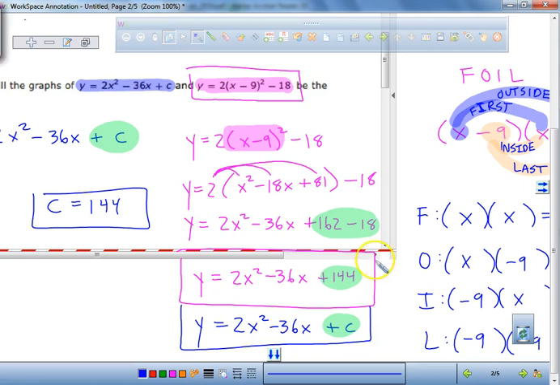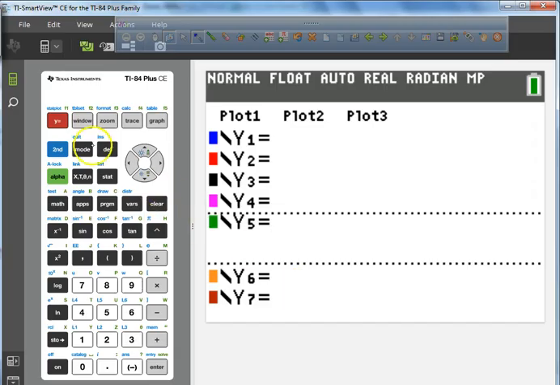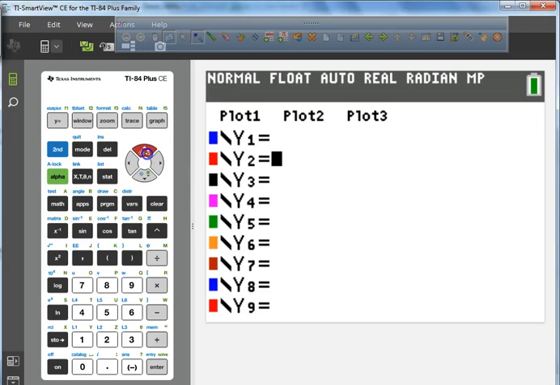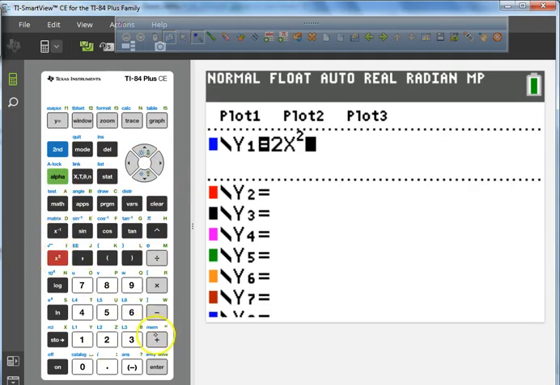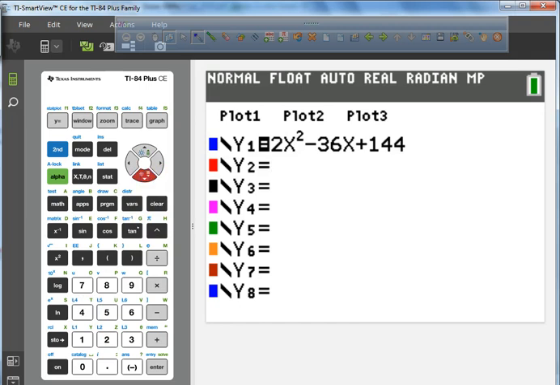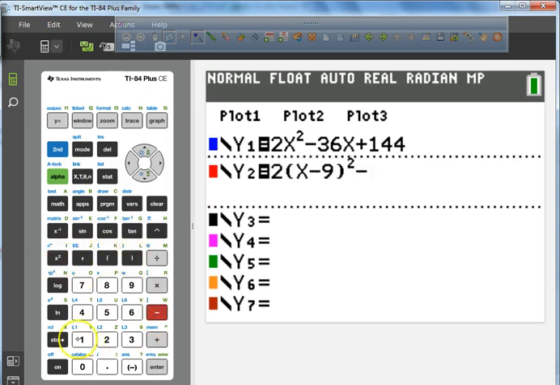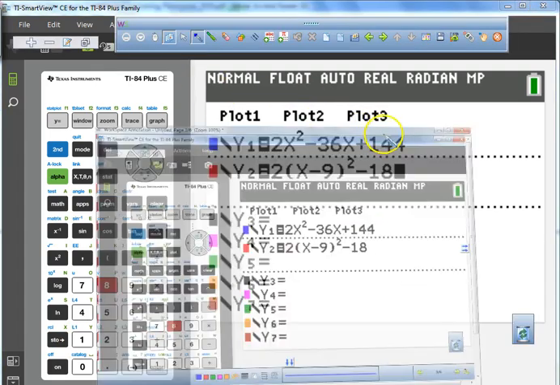Yes. So here's what you do. You test to see which one of them works. So watch this. Go to your graphing calculator. Right now, go to your graphing calculator. I want you guys to type in 2x squared minus 36x plus 144. And then I want you to go down and type in 2 open parentheses x minus 9 close parentheses squared and then minus 18.